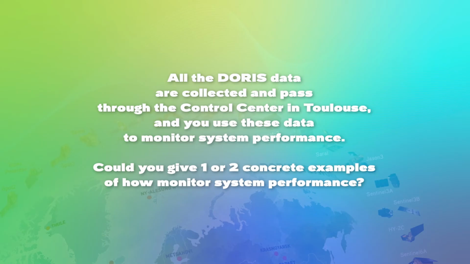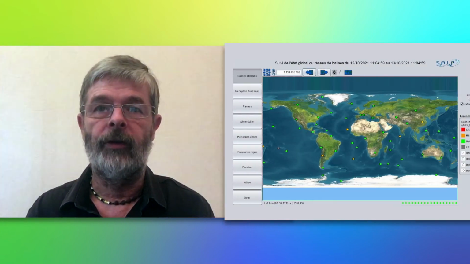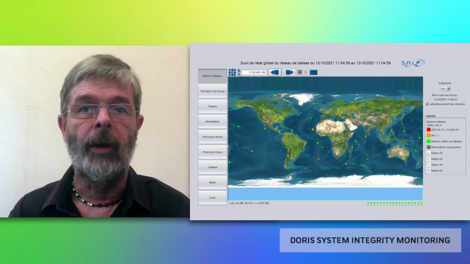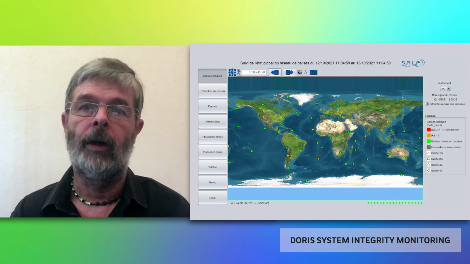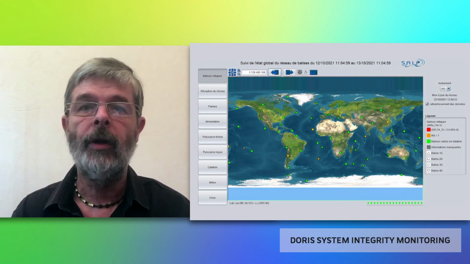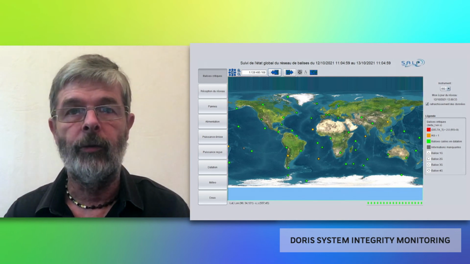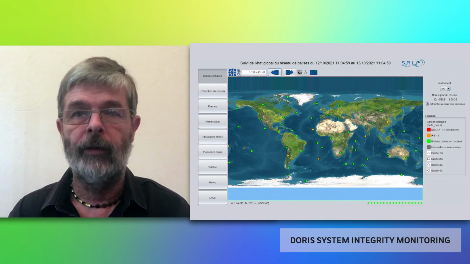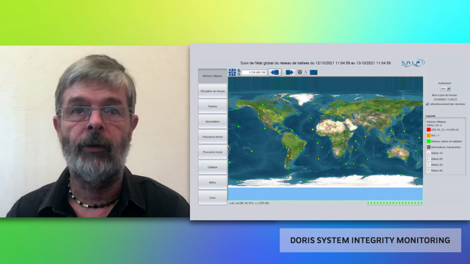All the Doris data is collected and passed through the control center in Toulouse, and you use this data to monitor system performance. Could you give 1 or 2 concrete examples on how to monitor system performance? Yes, each telemetry flow of each contributing satellite is checked as soon as received in order to verify the system's good health. For example, if a station is not present, it may be due to a recent electrical power failure. If its measurements are very noisy, this may indicate that an equipment has to be serviced. If its transmitting level decreases, a beacon change may be necessary.